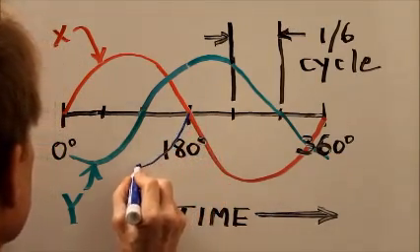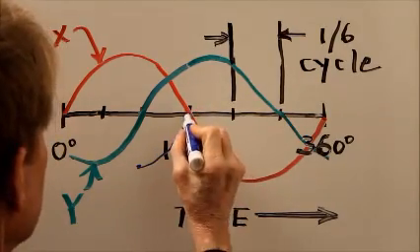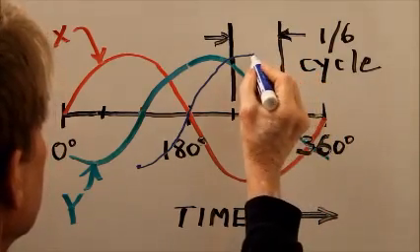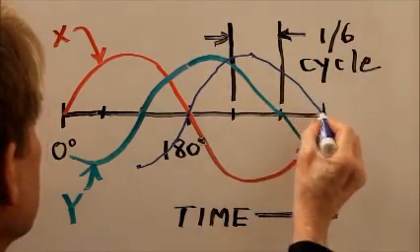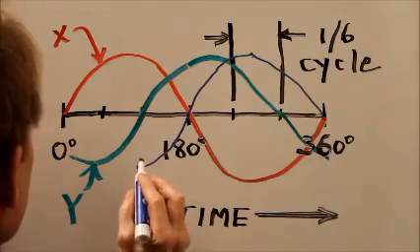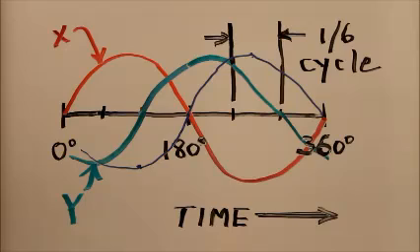Here's wave z. We can just draw this. It's a little bit tricky. Wave z follows right along in the same frequency, but 1/6 of a cycle later than wave y. So wave y is 1/6 of a cycle ahead of wave z.